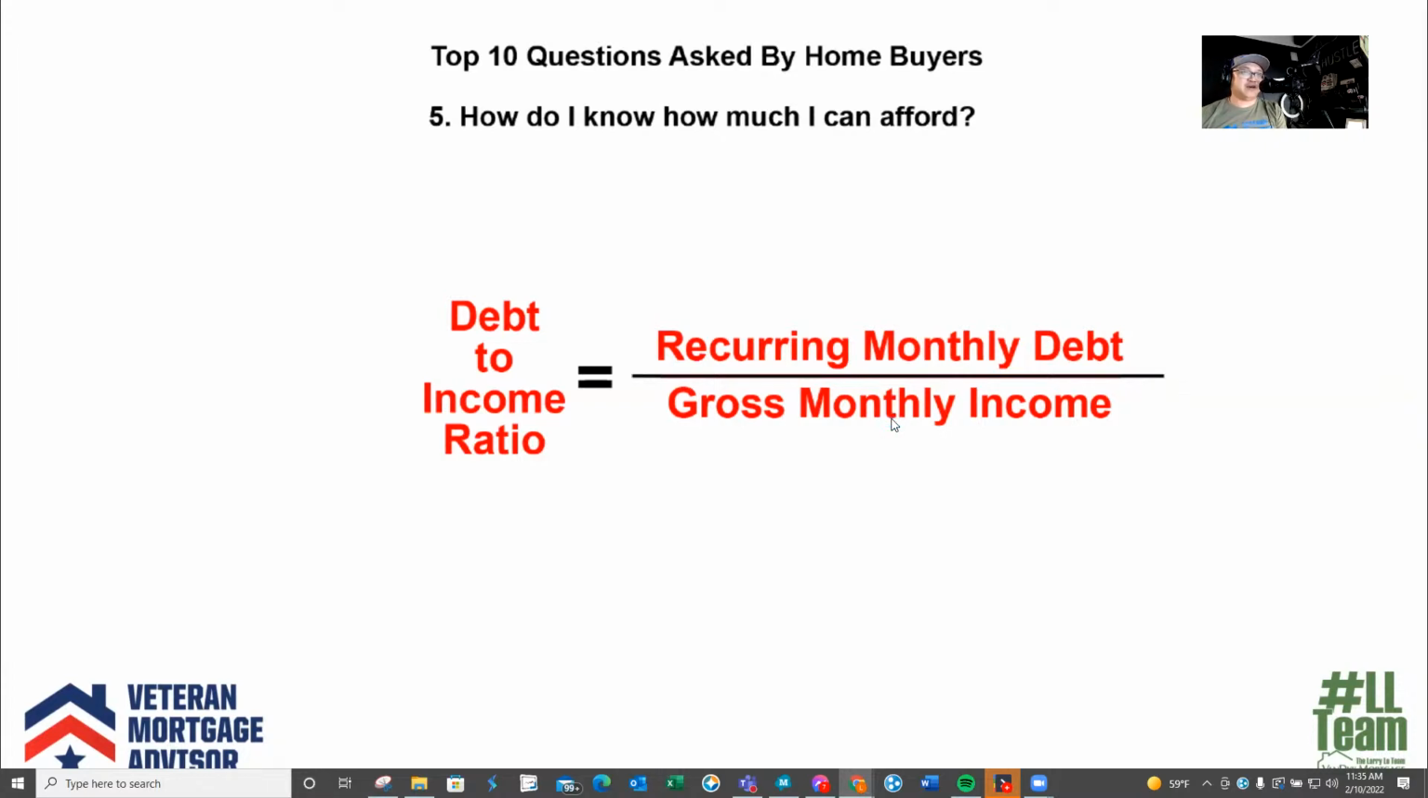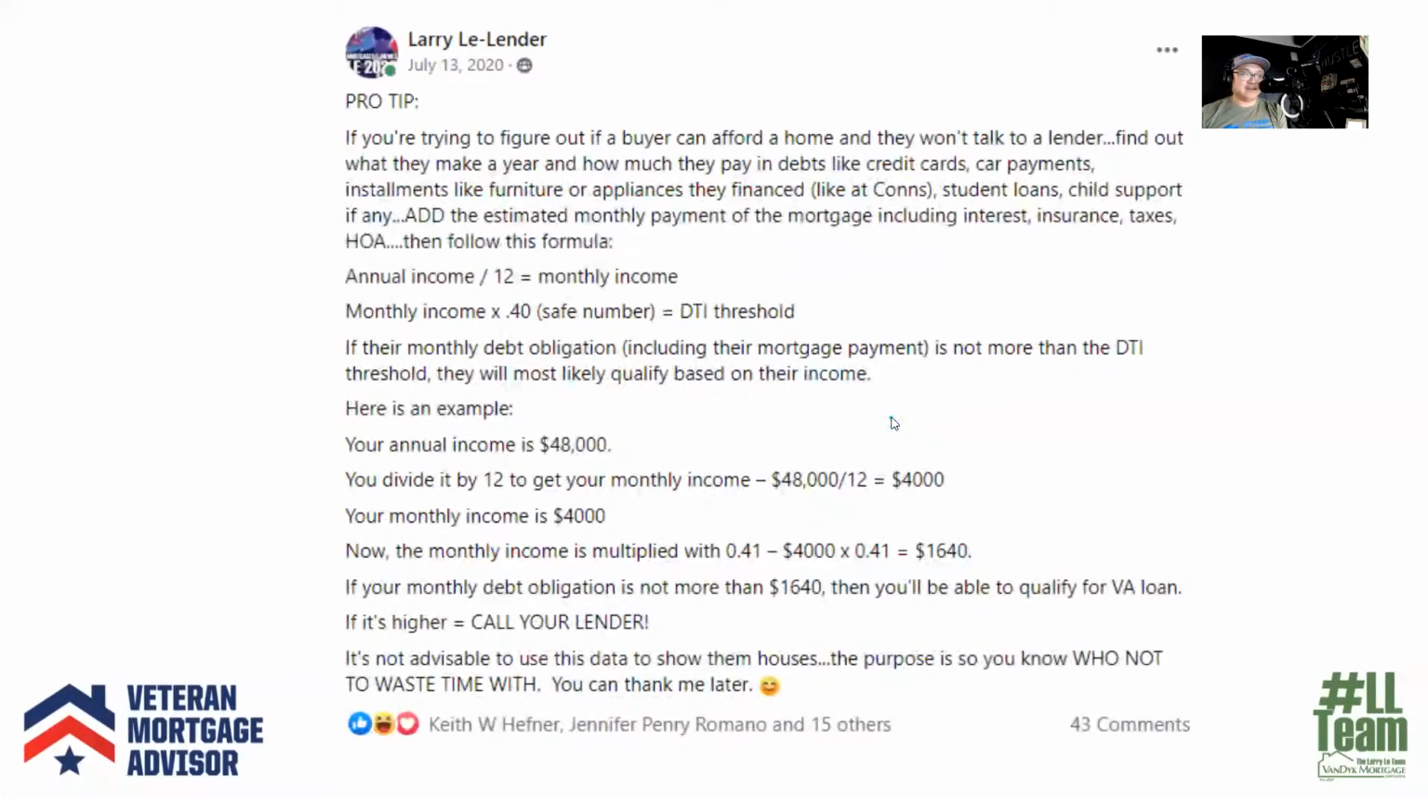At least it'll help you eliminate certain things. But I put on social media, pro tip: if you're trying to figure out if a buyer can afford a home and they won't talk to a lender, because sometimes it happens, right? They refuse to talk to a lender. They refuse to get pre-approved, pre-qualified. Like, I don't want to give anyone my social security number until I know I can afford it, or I know what's out there, whatever excuse they give not to talk to a lender.